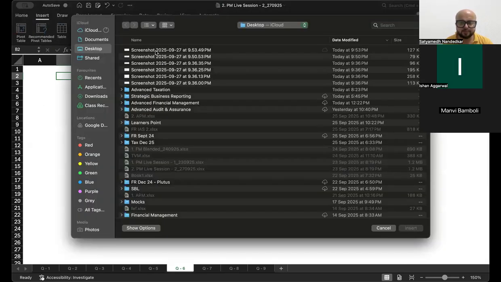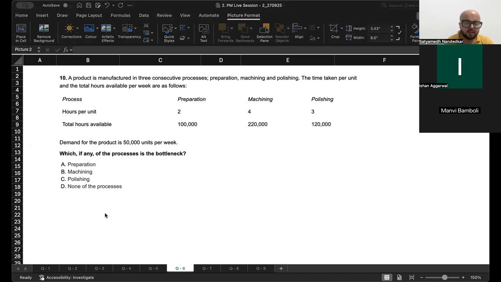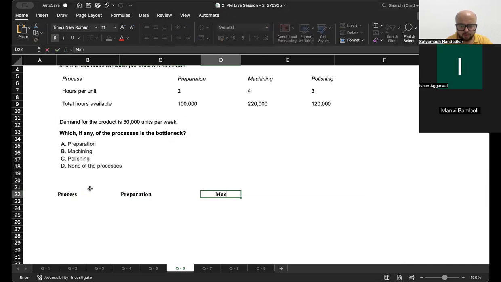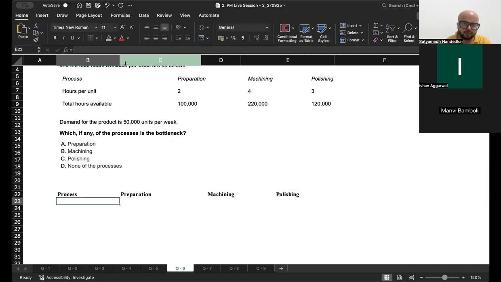Have a look at this one. Which, if any, of the processes is the bottleneck? A product is manufactured in 3 consecutive processes: preparation, machining, and polishing. The time taken per unit and the total hours available per week are as follows. Hours per unit is given, total hours available is given. Okay. Demand for the product is 50,000 units per week. Okay. So let's see if we can do this. Process is preparation, machining, polishing.